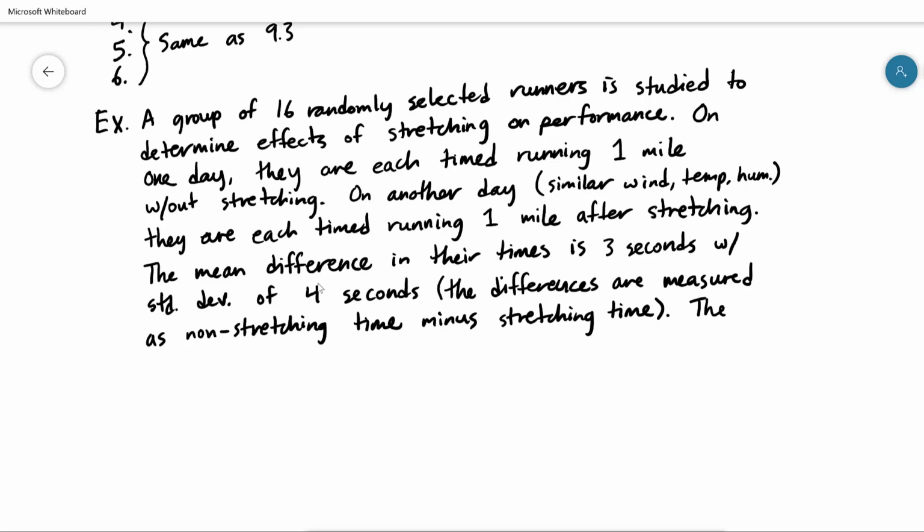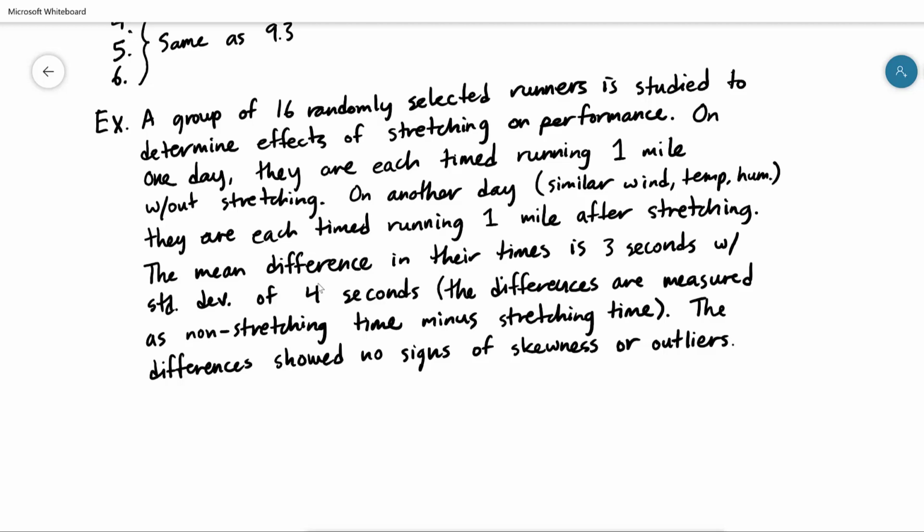This list of differences showed no signs of skewness or outliers. Does stretching improve performance? At a significance level of 0.01.